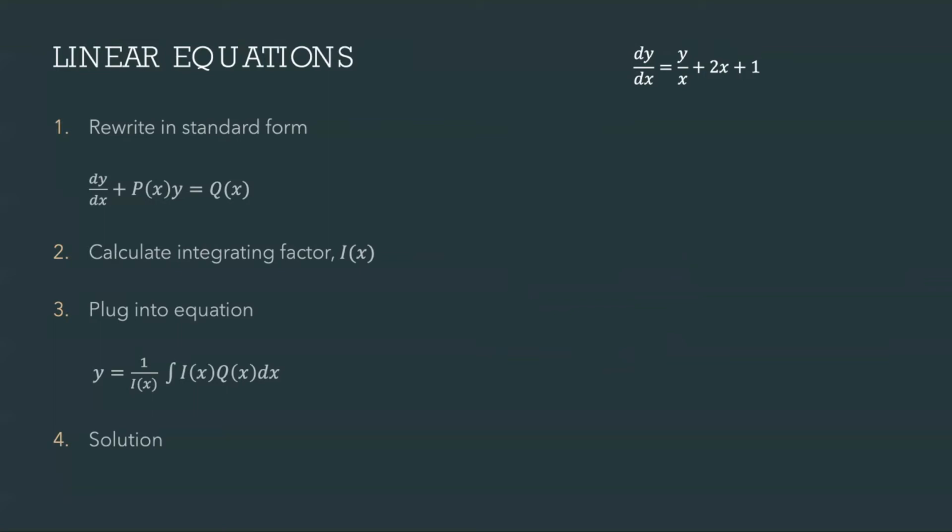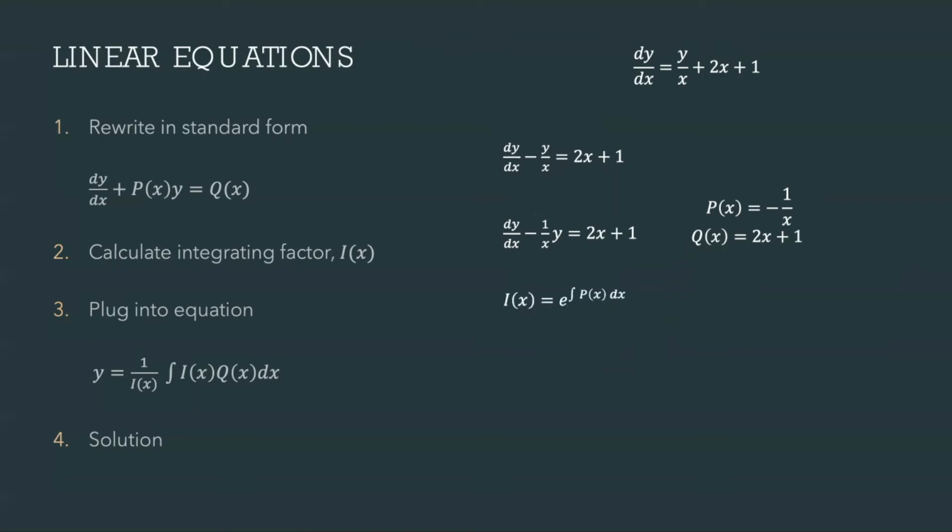So following the steps, we had to rewrite in standard form. To do so, I just subtracted y over x to look like this. dy over dx minus y over x is equal to 2x plus 1. To make it easier to pick out the p of x and q of x, I've rewritten the equation as this. dy over dx minus 1 over x times y is equal to 2x plus 1. Now it's super easy to see where p of x is and where q of x is considering the standard form. So p of x is equal to negative 1 over x, and q of x is equal to 2x plus 1.